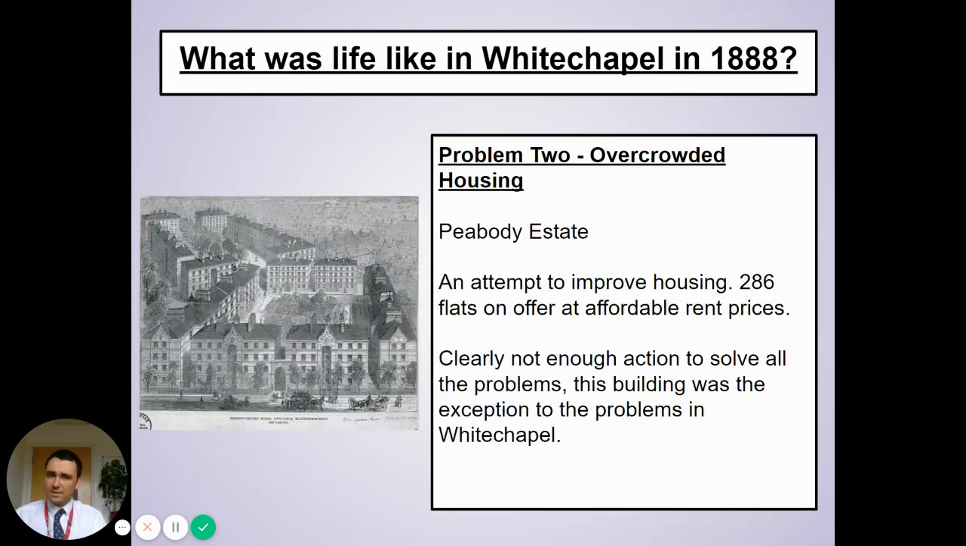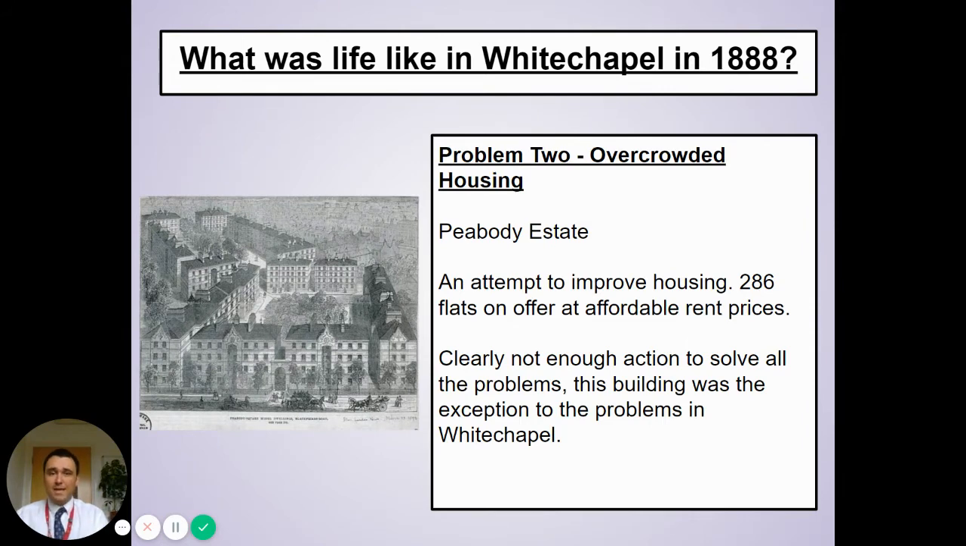Now, this clearly caused issues for the accommodation in Whitechapel, and the government and the councils tried to fix this. One example of this at the time was the Peabody Estate, which is where they knocked down some of the slum housing that we've just seen, and they built a lovely property, 286 flats on offer at affordable rent prices, and they said, right, we've done our best here. And it was nice. It was a good effort.